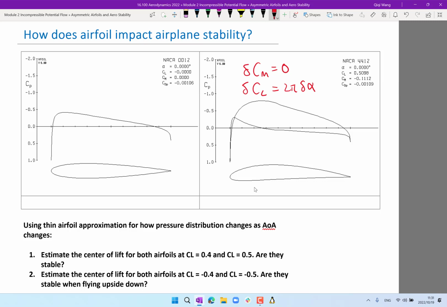So how do you use this to estimate where the center of lift is? And the second question is, suppose you are flying upside down. Then the lift coefficient would be negative. Can you estimate if you fly upside down, would these wings be stable or not? Please form groups of 2 or 3 and start working on these two problems.